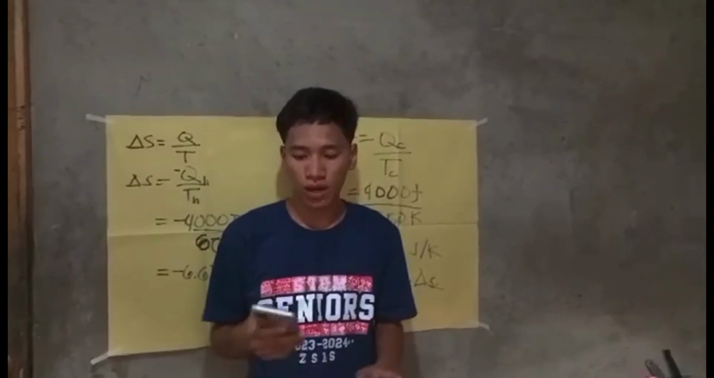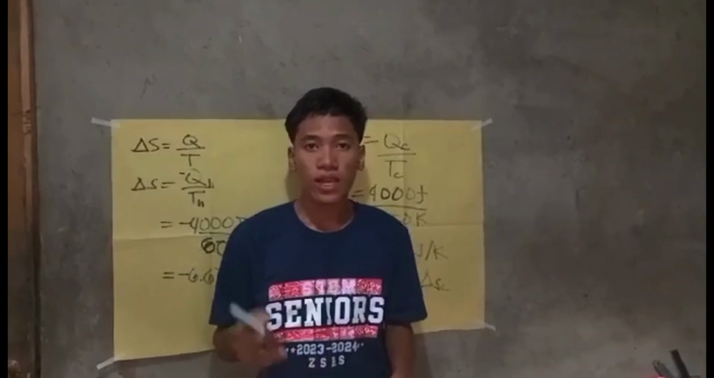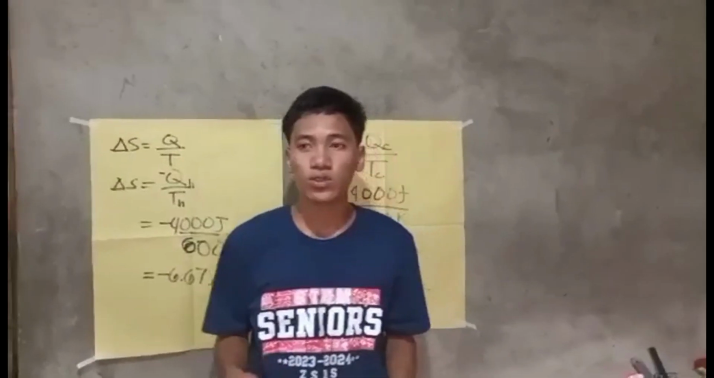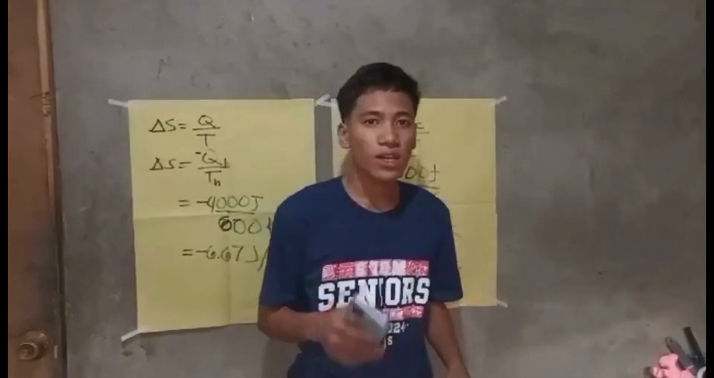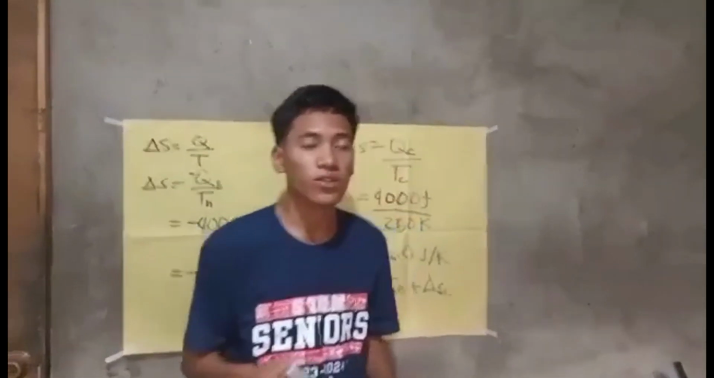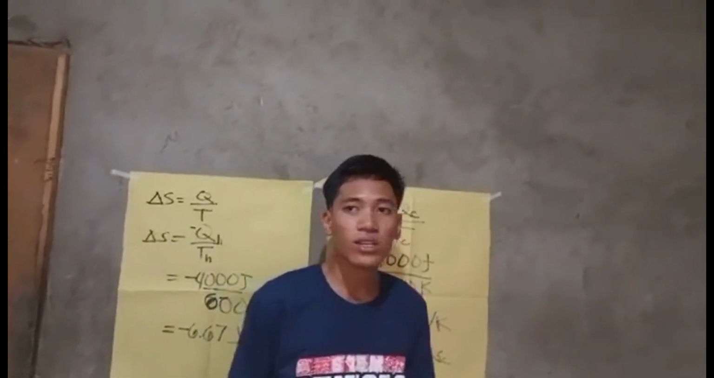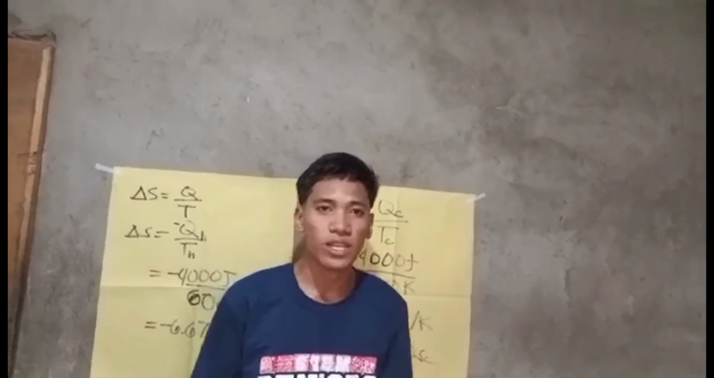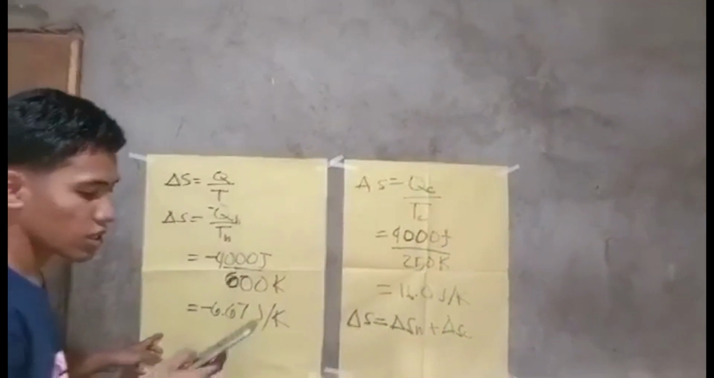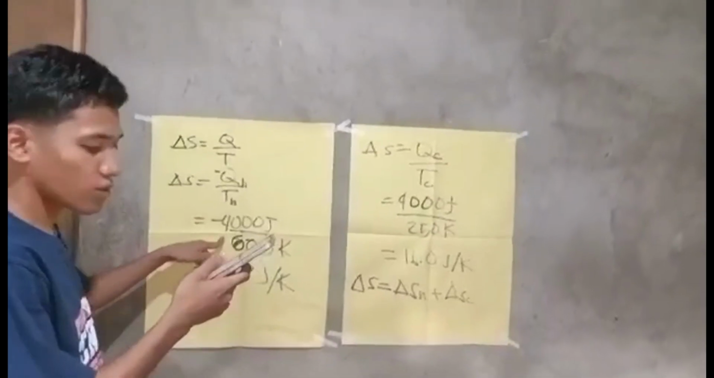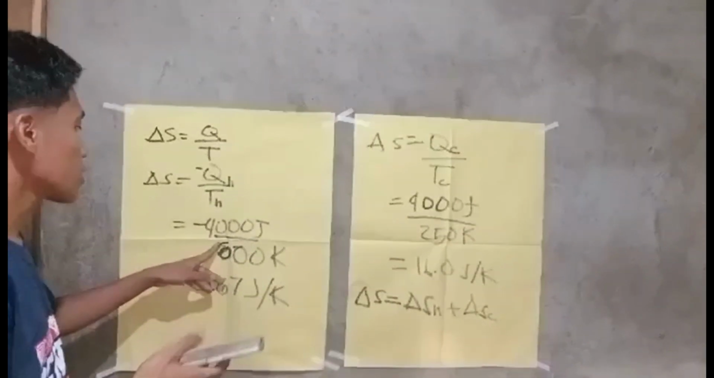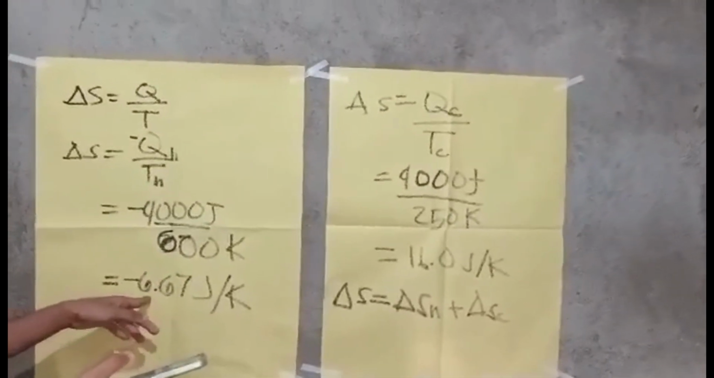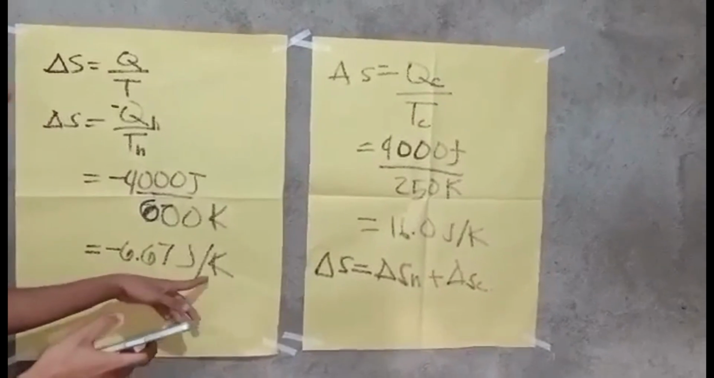The formula that we are going to use to solve the problem is delta S equals Q over T. As we solve the problem, first we need to find the change in entropy of the hot reservoir. The formula is delta S hot equals negative Q hot over T hot. Using the given, 4,000 joules over 600 Kelvin is equal to negative 6.67 joules per Kelvin.